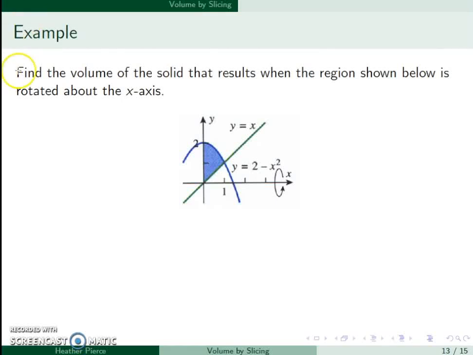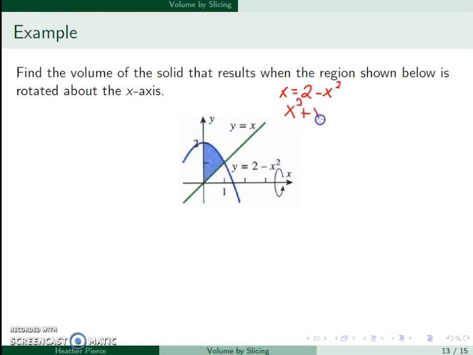Let's now do an example using this washer method. So if we have a solid generated from the resulting of this figure being rotated around the x-axis, let's find the volume. So we can see that the left boundary point will be 0. However, we do need to figure out what the right one is. So we have x equal to 2 minus x squared.